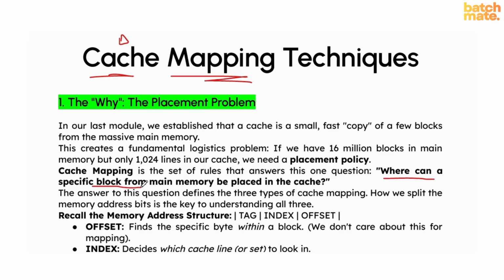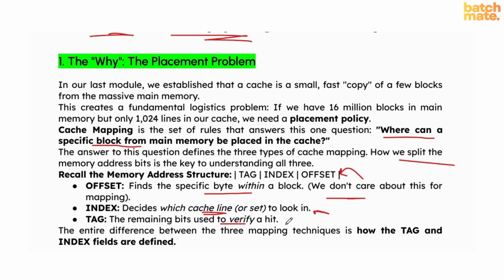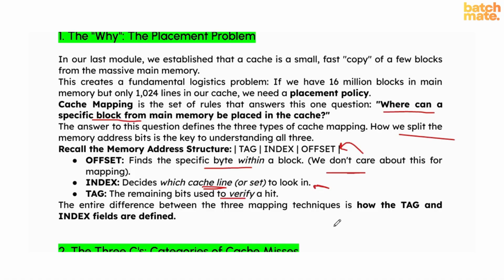To answer this, the hardware doesn't guess. It looks at the memory address. Think of the address like a postal code. We split it into three parts to navigate. Offset, this finds the specific byte, like the page number, though we don't care about this for mapping. Index, this is the most important one today. It decides which line or pocket we look in. Tag, this is the ID card. It verifies if the data we found is actually what we wanted. The entire difference between the three mapping techniques is how the tag and index fields are defined.